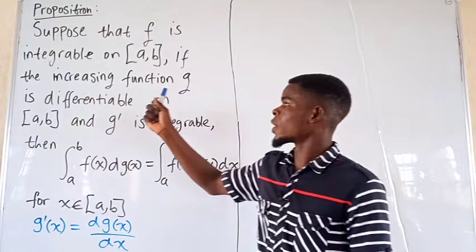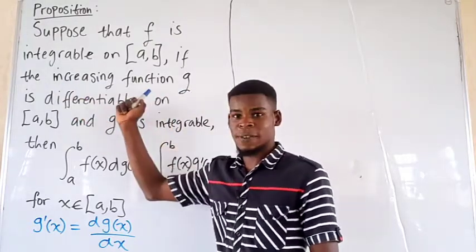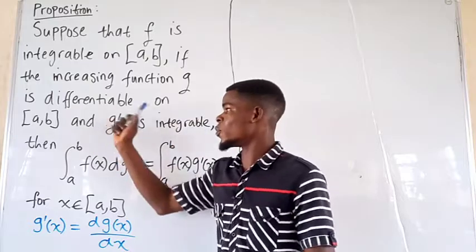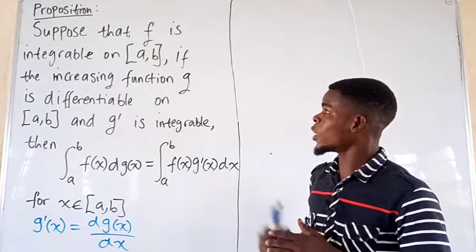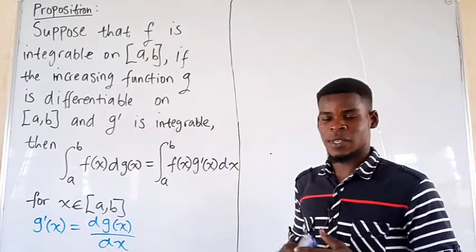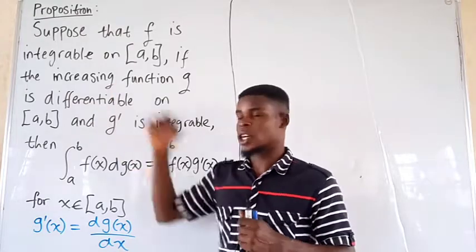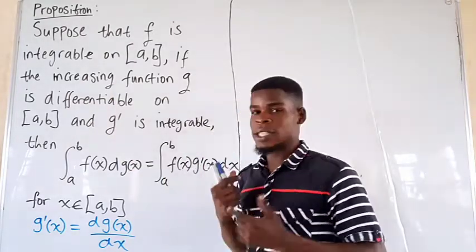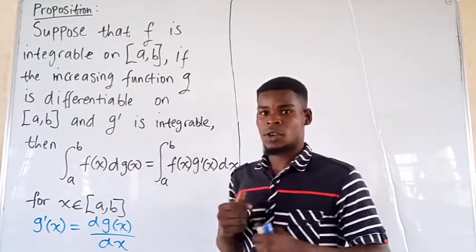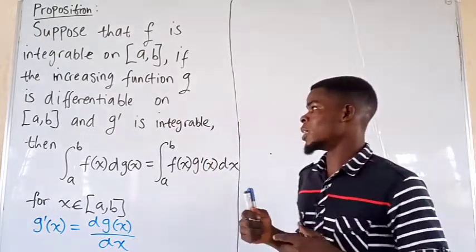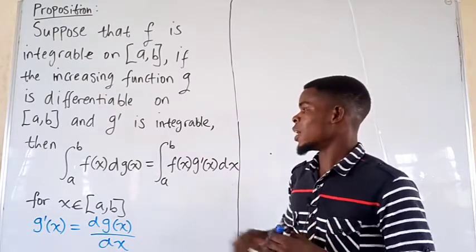And we have another function g such that g is an increasing function which is differentiable on that closed interval ab. For f to be an integrable function, it means that f is continuous and bounded on that interval a comma b, and g here is an increasing function which is differentiable. That means that g is also continuous, but it's differentiable, not integrable. So those two things are different.